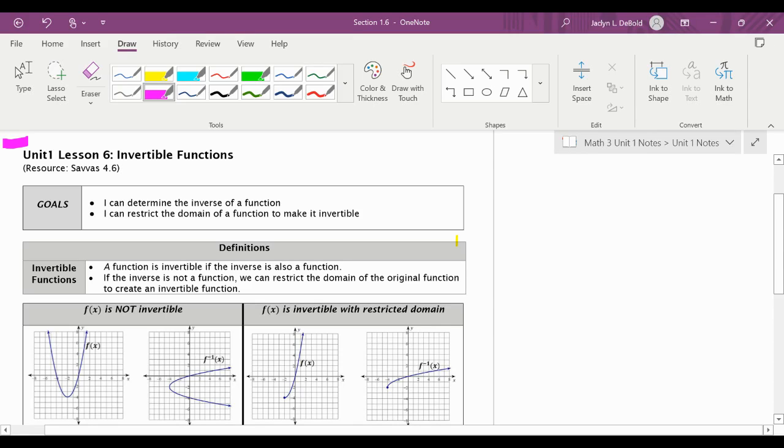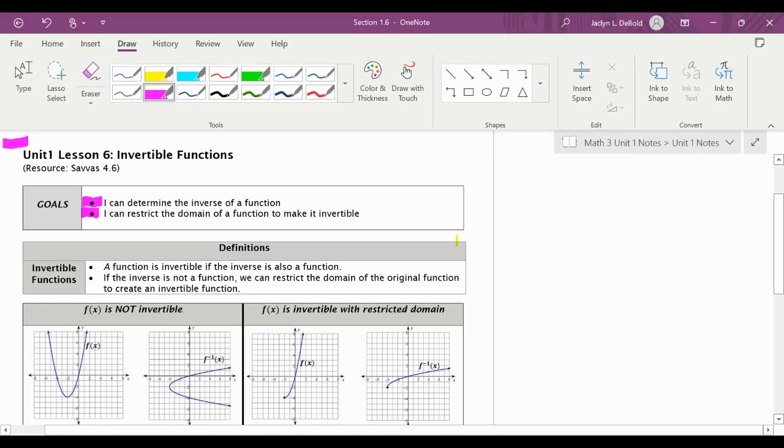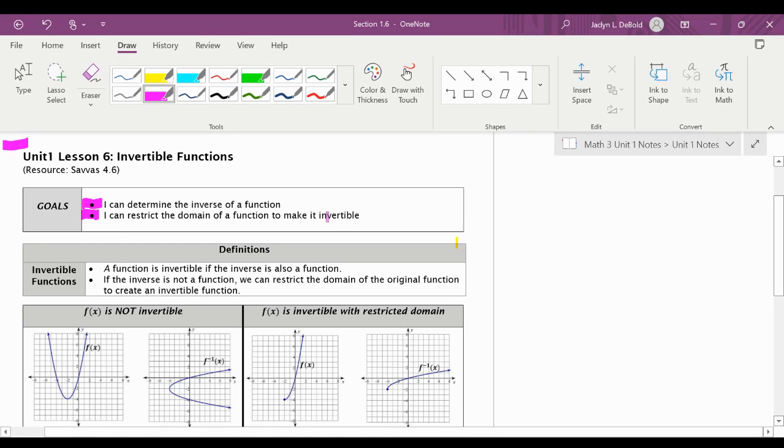This is the video for Unit 1, Lesson 6, Invertible Functions. The goal of this section is going to be to determine the inverse of a function algebraically and restrict the domain to make it what's called invertible.